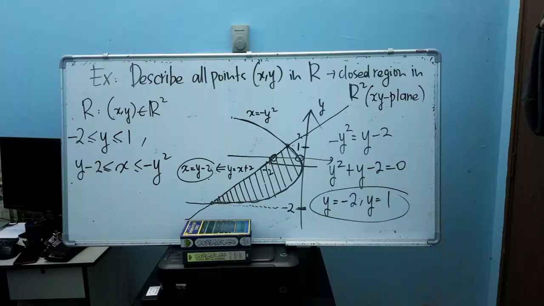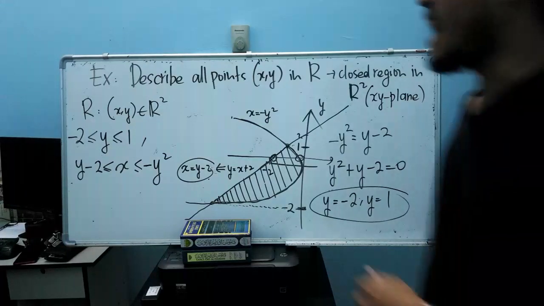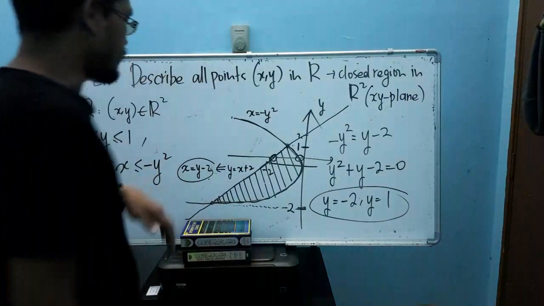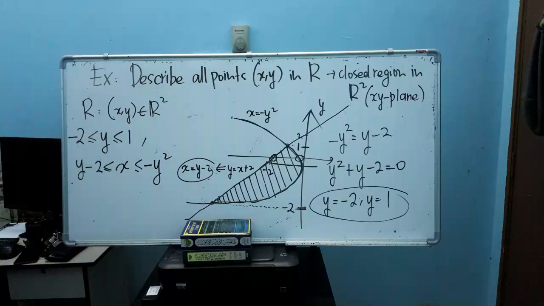Either one, meaning that if you want to find first the condition for x and then the condition for y, of course you need to sketch your R to avoid some mistakes when you choose the conditions for x and y.